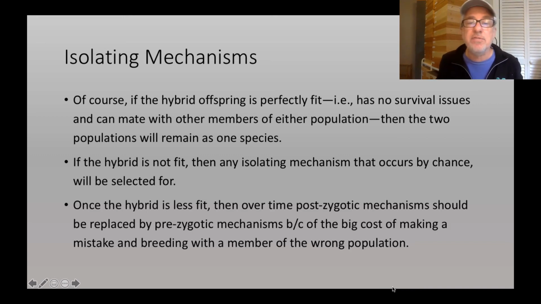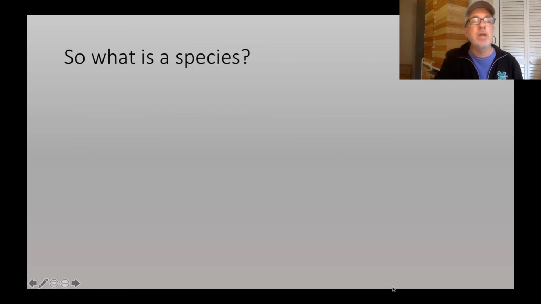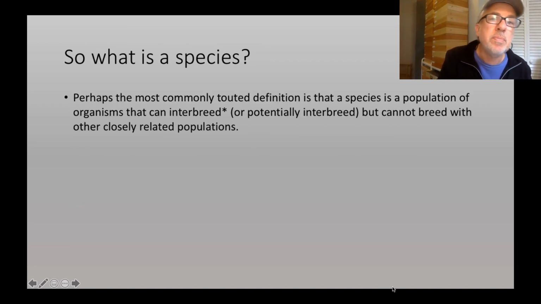Once the hybrid is less fit, then over time, postzygotic mechanisms should be replaced by prezygotic mechanisms because of the big cost of making a mistake and breeding with a member of the wrong population. So that's how isolating mechanisms work in speciation. So now we want to go on and just say, what is a species?